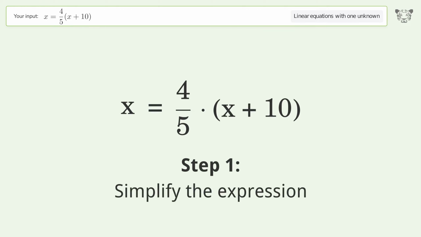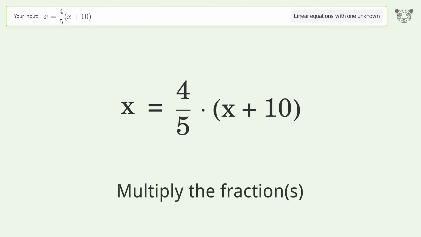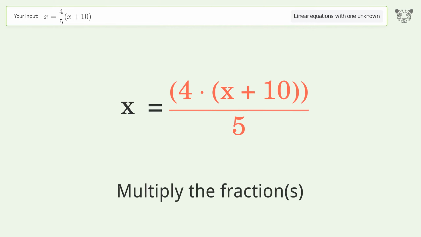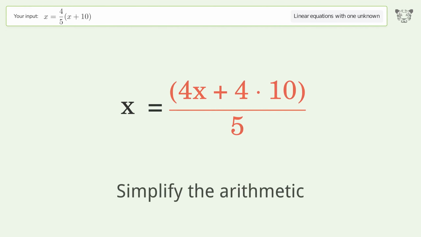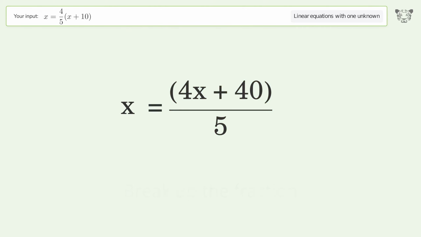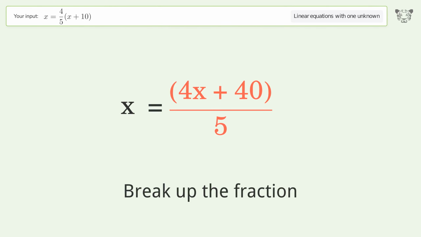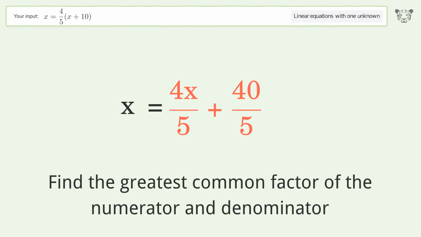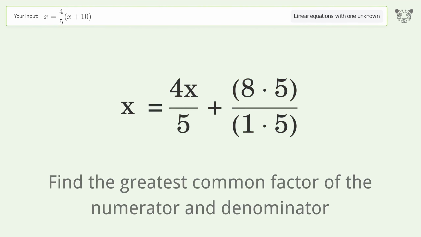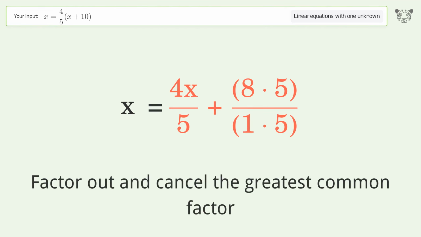Simplify the expression. Multiply the fractions. Expand the parentheses. Simplify the arithmetic. Break up the fraction. Find the greatest common factor of the numerator and denominator. Factor out and cancel the greatest common factor.